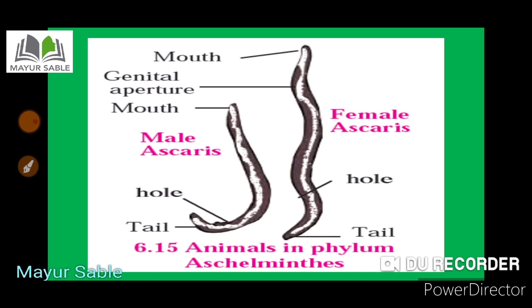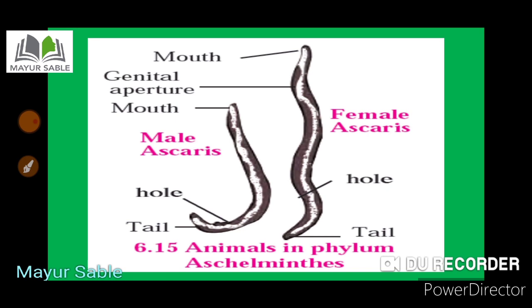What does it mean by unisexual? The male and female appear separate. So here in this diagram you can see, on the left-hand side, the male Ascaris is shown, and on the right-hand side, the female Ascaris is shown. You can observe that the length of the female Ascaris is more than the male. And an important point of differentiation is that the tail part of the male Ascaris is rounded.